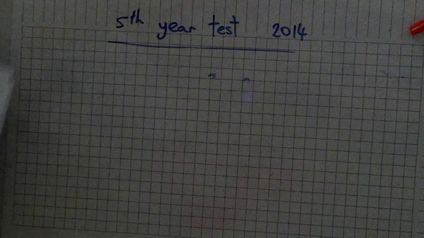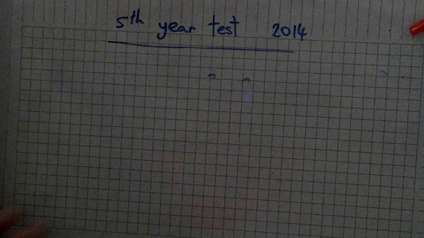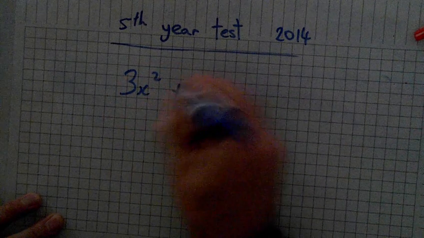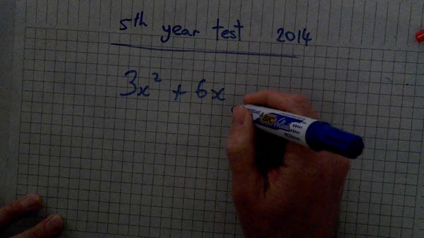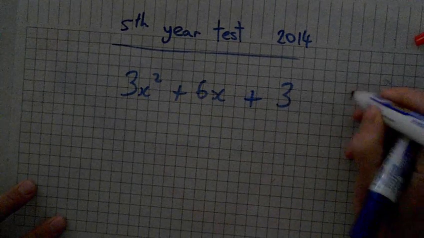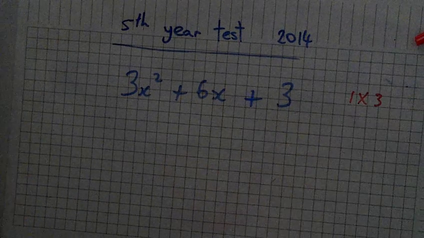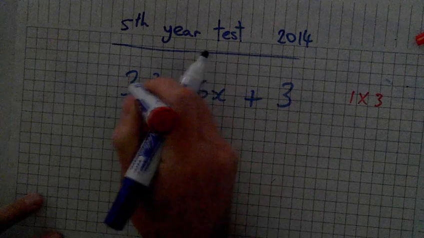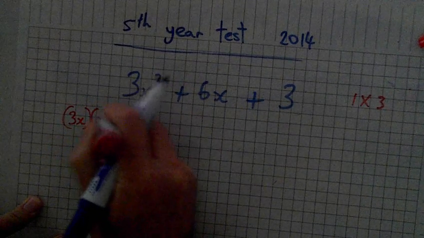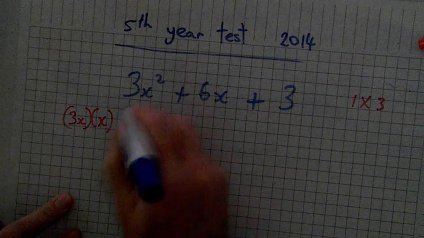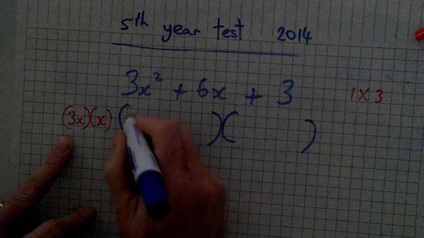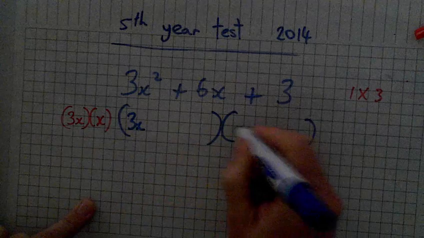Next question. Factorize 3x squared plus 6x plus 3. So you write down the factors of this 3, which are 1 times 3. You write down the factors of 3x squared, which is 3x times x. So first of all, place the 3x here, place this x over here.